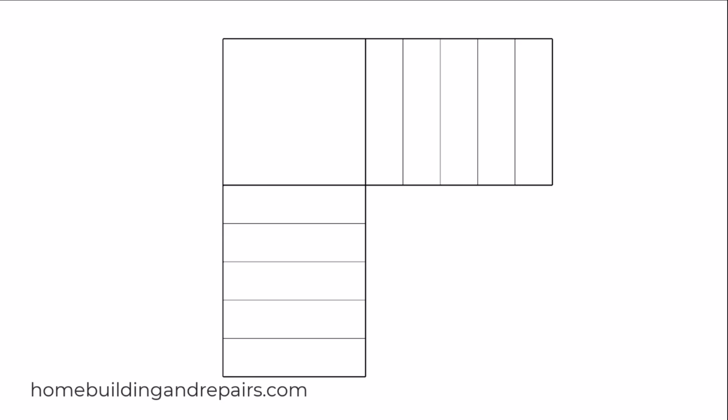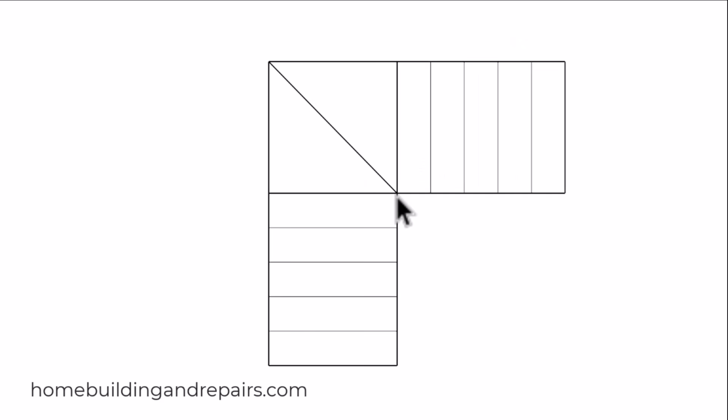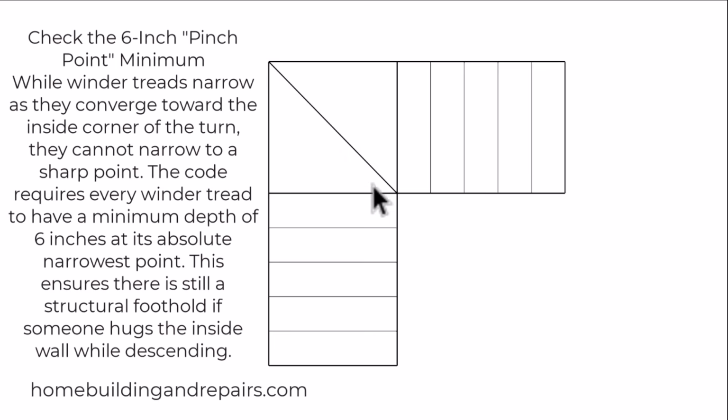So we're going to start with a landing where you're not going to have any problem with your measurements, and you're going to have a nice comfortable transition between the lower flight and the upper flight of stairs. And if we draw a line from here to here so that we can put a step in the landing, and you don't have a 6-inch minimum step requirement.